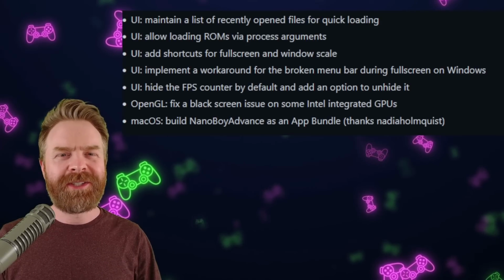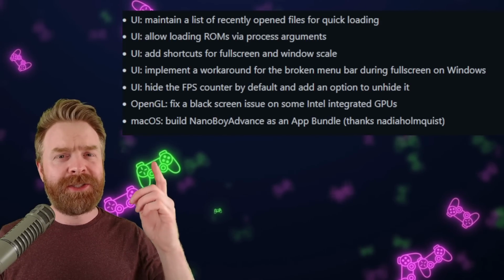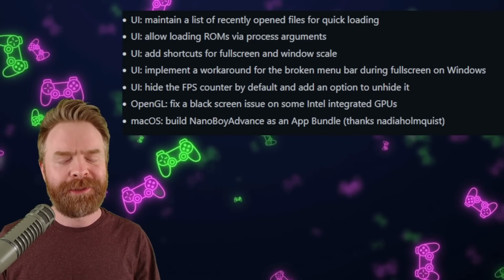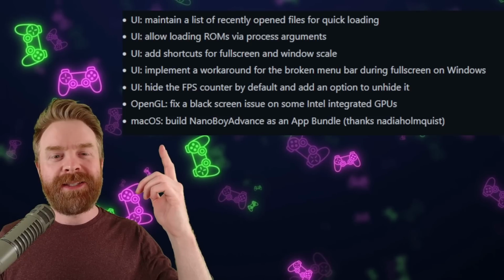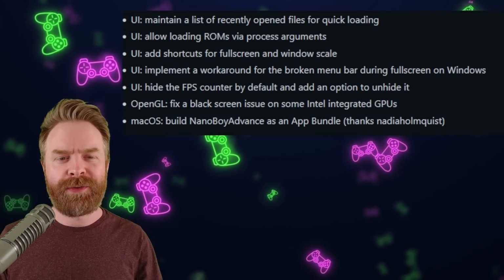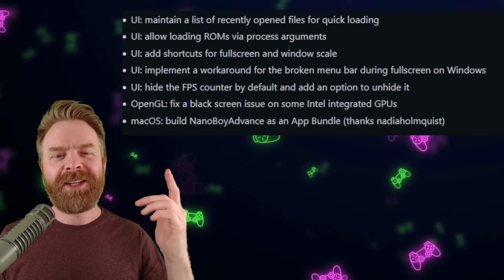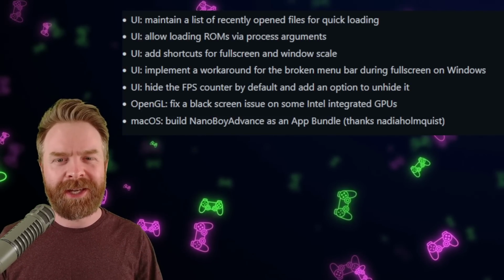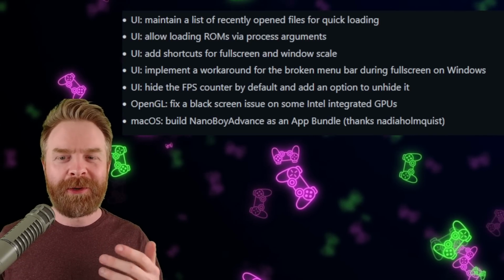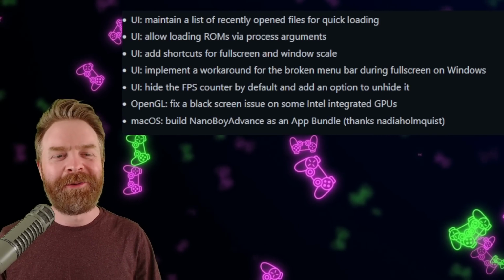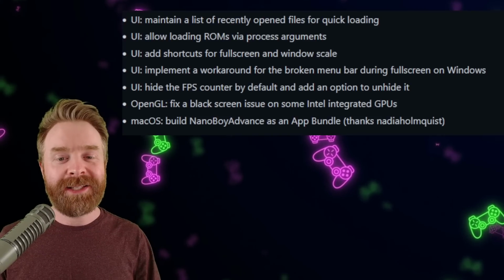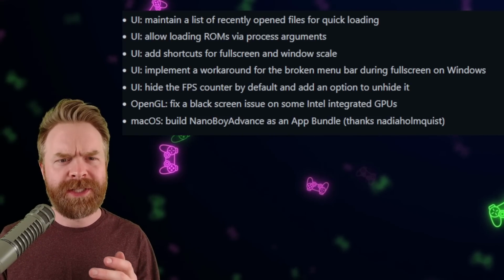If you are currently using NanoBoy Advance, these are the updates you'll notice right away. They have to deal with the user interface. Maintain a list of recently opened files for quick loading, allow loading ROMs via process arguments, add shortcuts for full screen and window scale, implement a workaround for the broken menu bar during full screen on Windows, hide the FPS counter by default and add an option to unhide it.